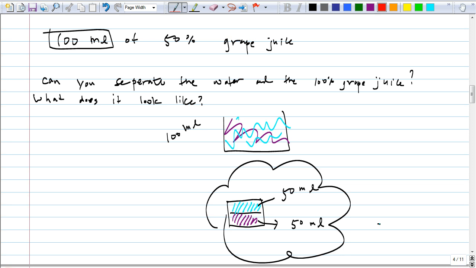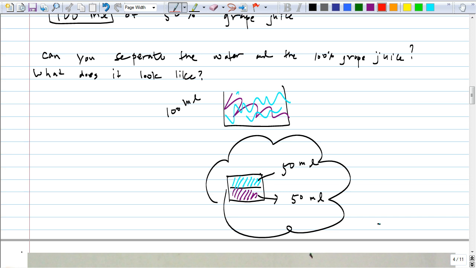Does that make sense? This is what it means, right? When you have 50% grape juice, it means 50% is pure water, 50% of this solution is pure grape juice. When you add them together, it becomes 50% grape juice. Does that make sense? So let's do example 2 now. Okay, so example 2.